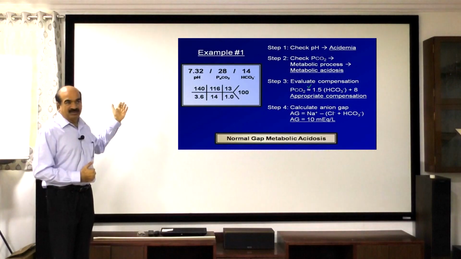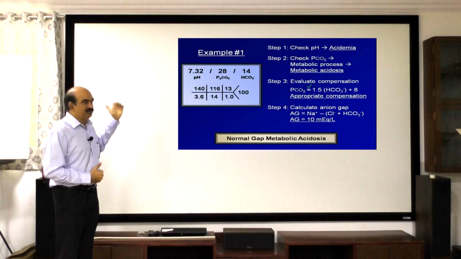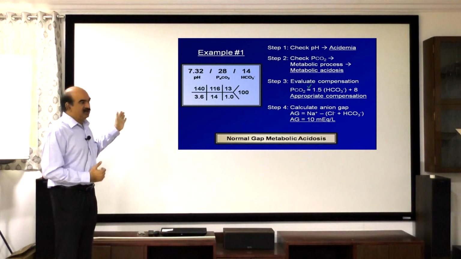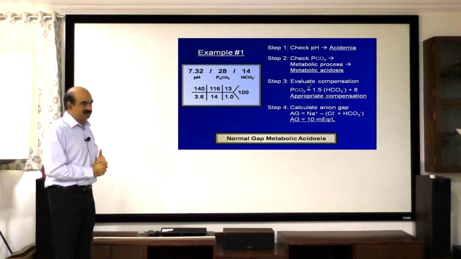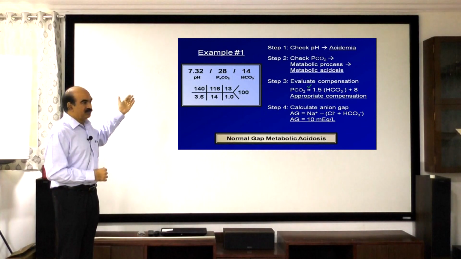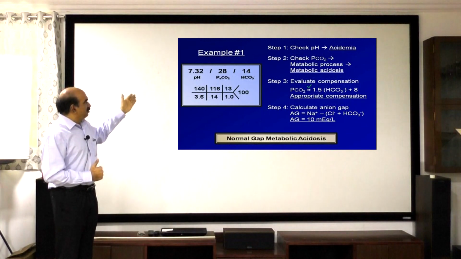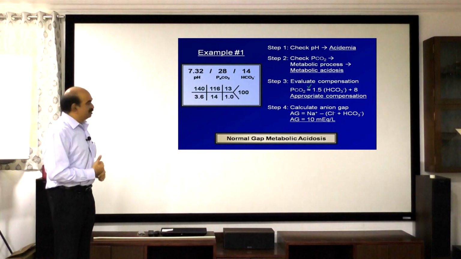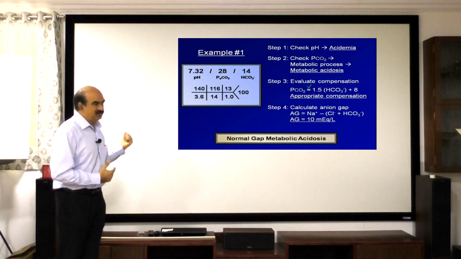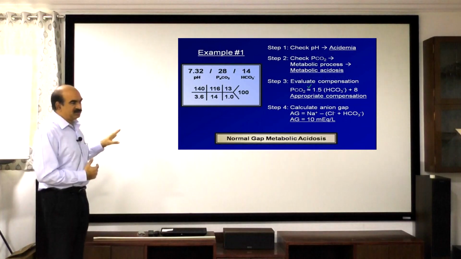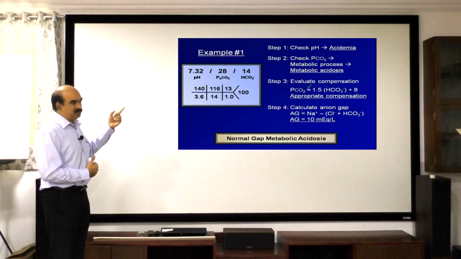So 7.32. Acidosis or alkalosis? Below 7.4, acidosis. Above 7.4, alkalosis. So here it is acidosis. Then metabolic acidosis. Why is it metabolic acidosis? Bicarb is low. Normal bicarb is 24. Here bicarb is 14.